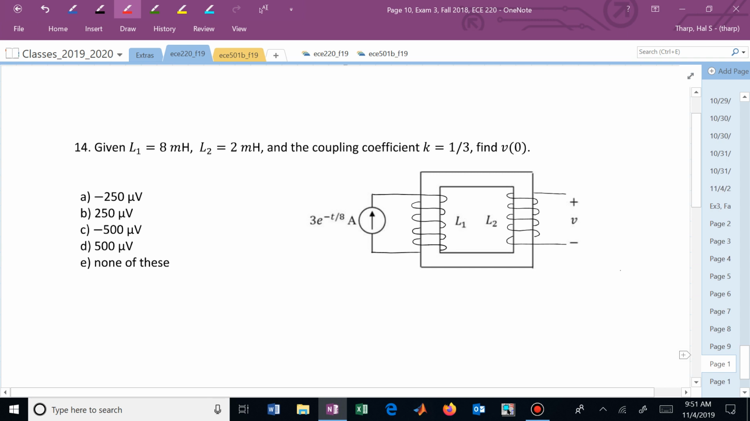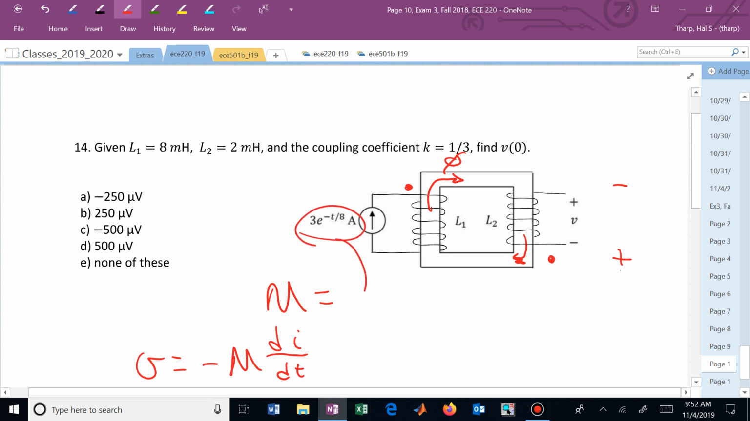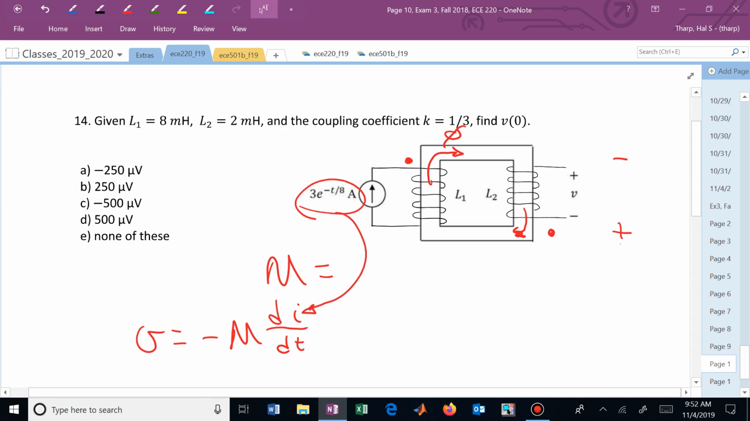So this one, you can calculate M, and you just need to find your dots. Here's a dot, let's say, and then where's the other dot? It needs to support this flux. Isn't it this one? So now the dot would be plus and minus there by the mutual, and V is now the negative M di/dt, where I is this. And I think if you go through that, you end up with 500.